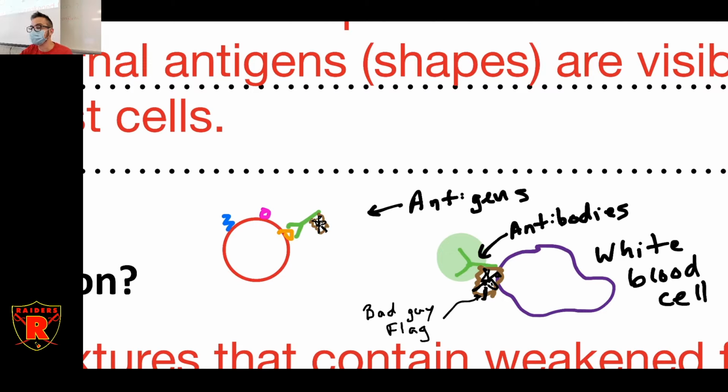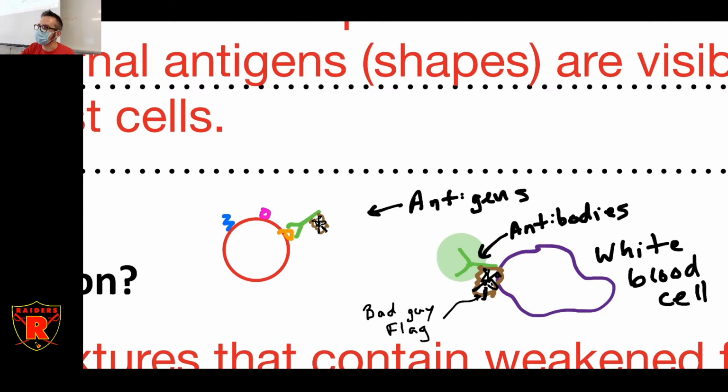Sometimes that's enough. So if it's a bacteria, sometimes if you stick a bunch of flags to their antigens, the bacteria can't reproduce inside of the cell, and that's enough. It inactivates the virus or the bacteria just from sticking a bunch of stuff to it. Not always. The other thing the flag does is it tells other white blood cells, phagocytes, to eat that.